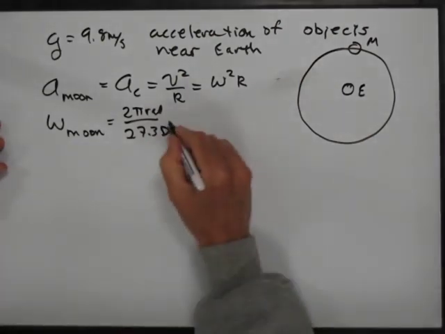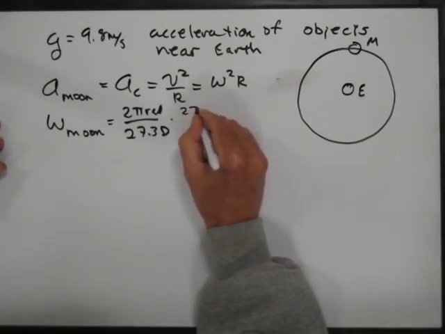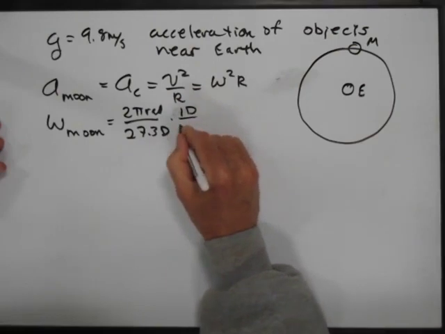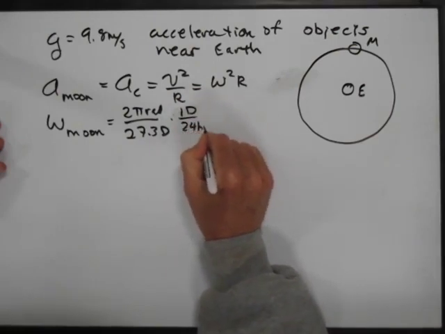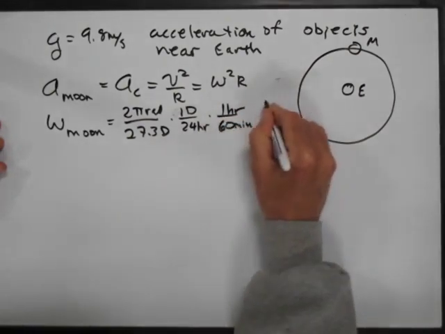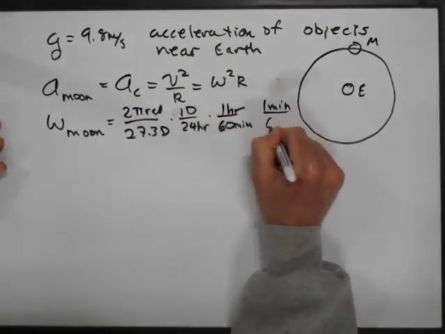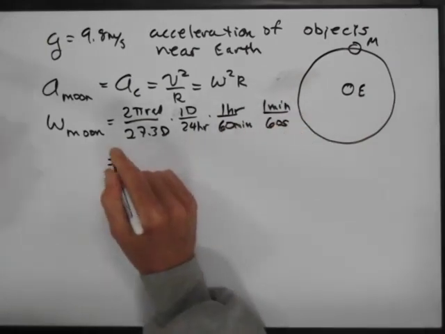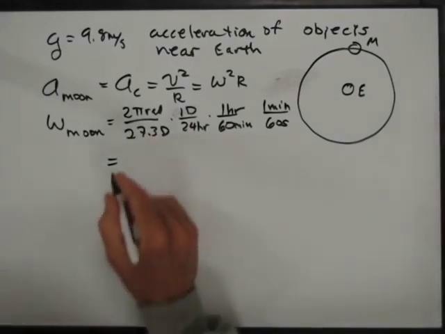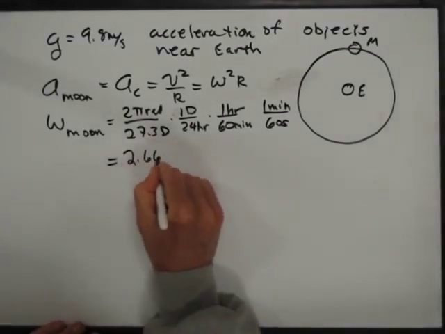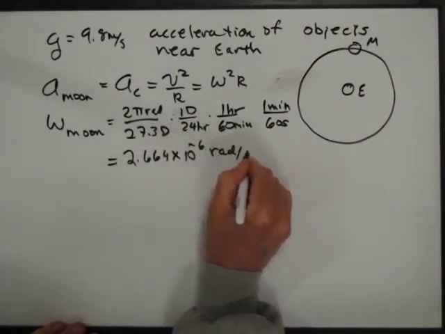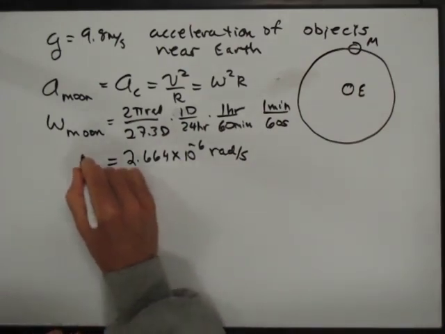If we want to convert that into radians per second, which is more convenient, we would multiply it by 1 day over 24 hours, 1 hour over 60 minutes, 1 minute over 60 seconds, and what we would get is 2.664 times 10 to the minus 6 radians per second. That was the omega, right?